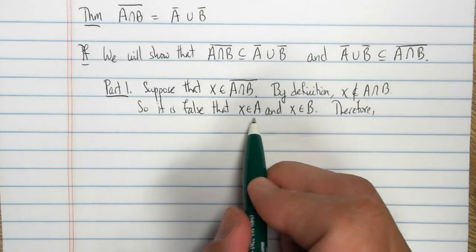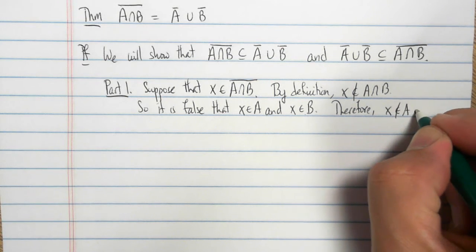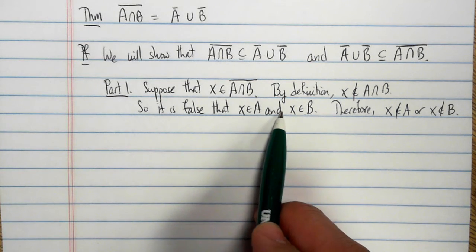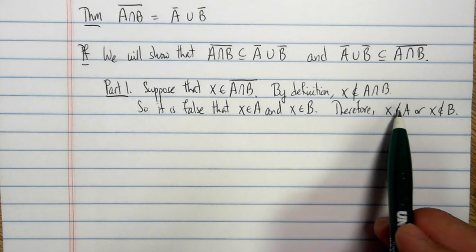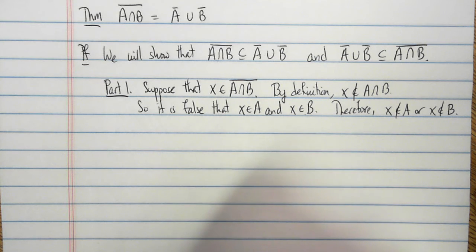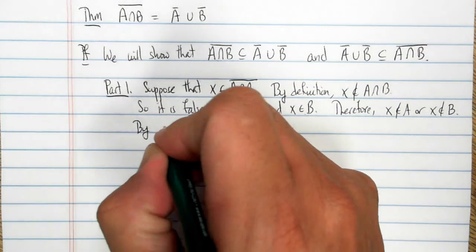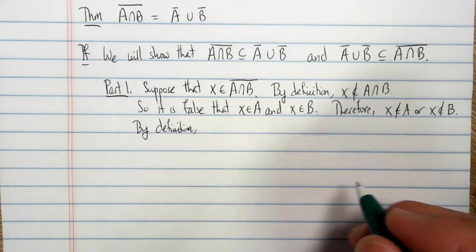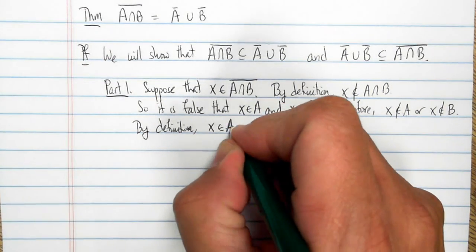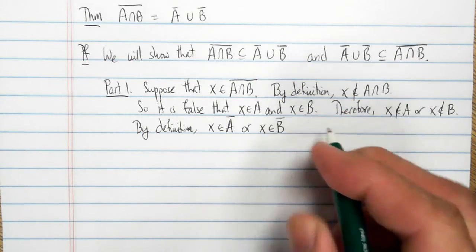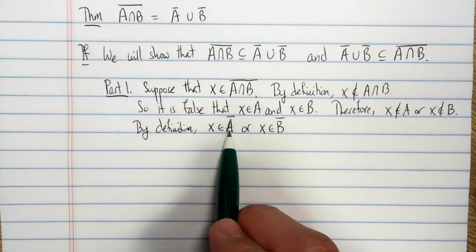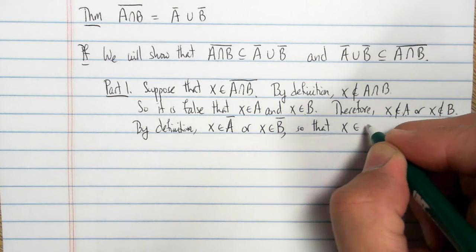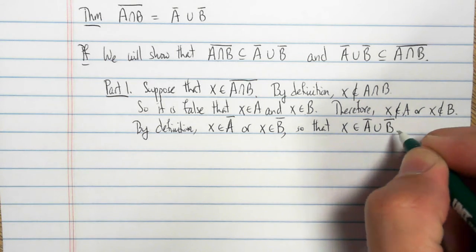Therefore, the negation of this statement is true: x is not in A or x is not in B. If I take the negation using De Morgan's laws, it's false that this is true with an and, and therefore the negation is true. So if P and Q is false, that means not P or not Q is true. By definition, if x is not in this set, that means that x is in A complement or x is in B complement. That's what it means for x not to be in A, is that x is in the complement of A. And by definition of union, that means that x is in the union of A complement and B complement.